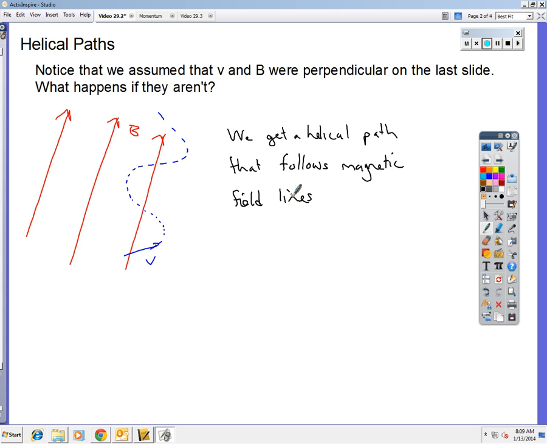This, for instance, is why the aurora borealis and aurora australis happen, because charged particles from the sun hit the Earth's magnetic field, start spiraling around the lines, and end up following them to the poles, where they run into the atmosphere and make bright lights. You should be able to qualitatively explain helical paths. You do not need to calculate anything for them.